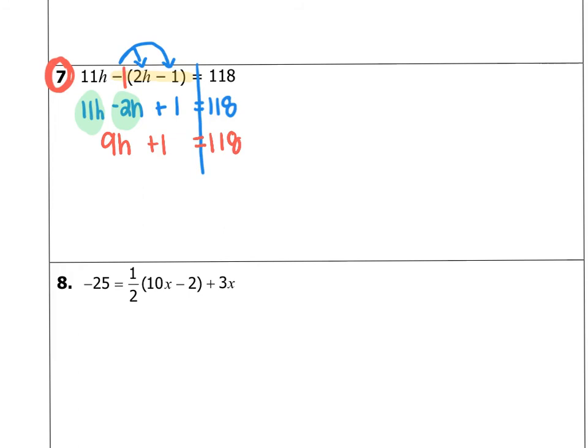Let's solve. To get rid of this plus 1, we subtract 1 from both sides. Cross them off. 9h equals 117. 9 and h are attached to each other, so that means that they are multiplying. Divide by 9 on both sides. H equals, and let's use my calculator, 117 divided by 9, and I get h equals 13.